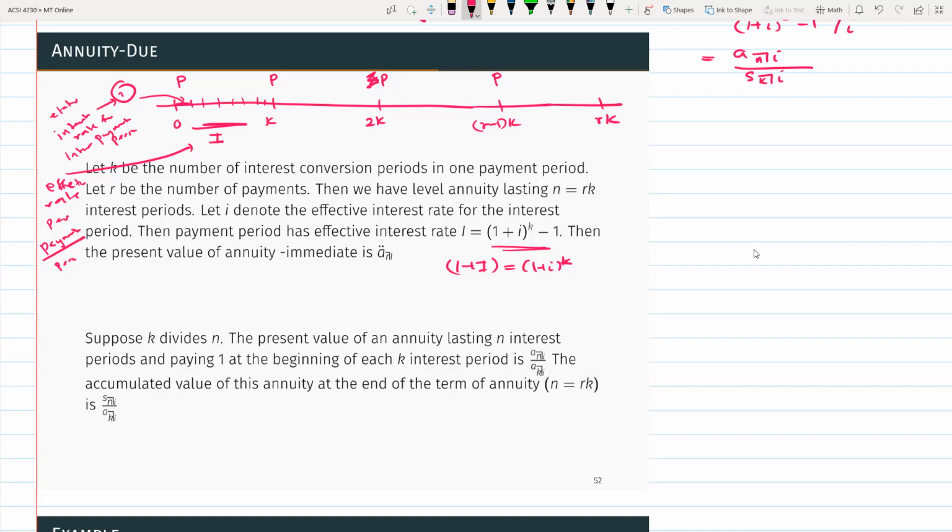Then the present value of the annuity due is a double-dot n i. So what is n? n is rk. This is not r. Okay, this is not n. This is r.